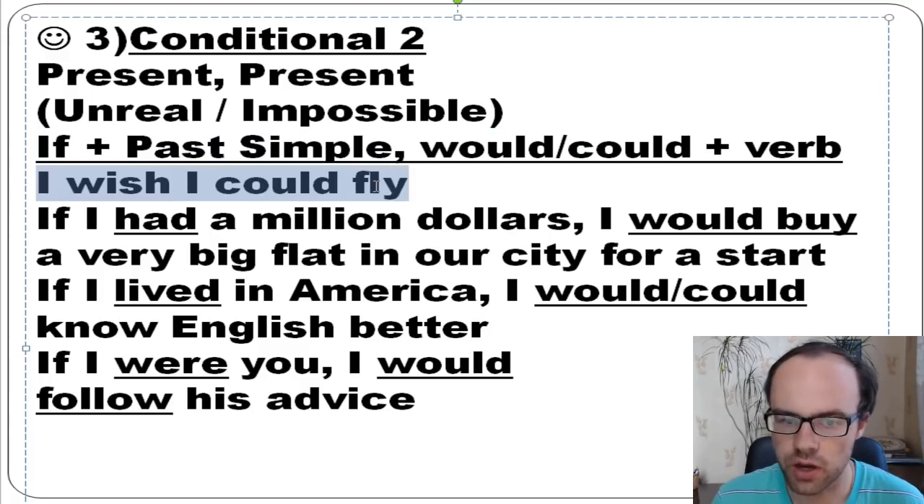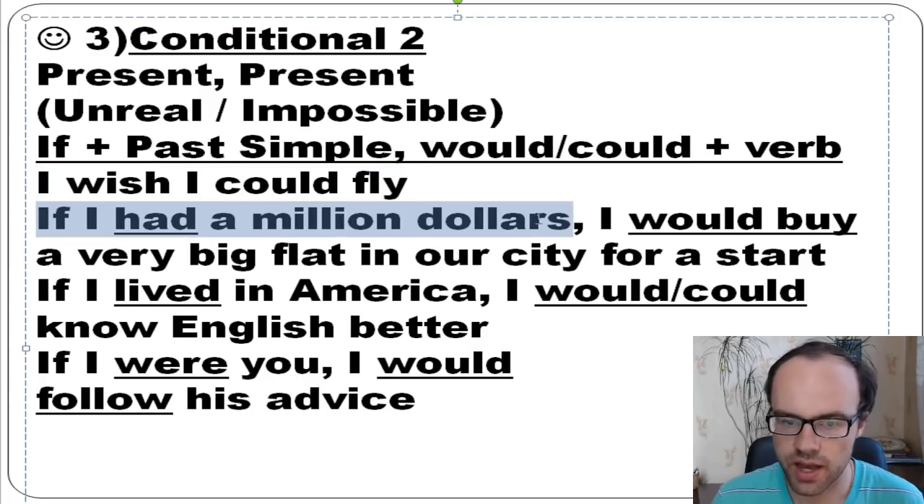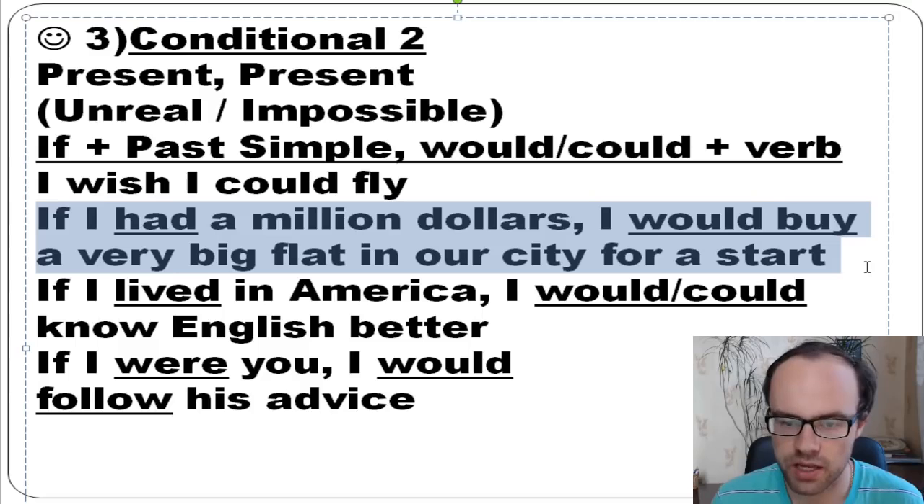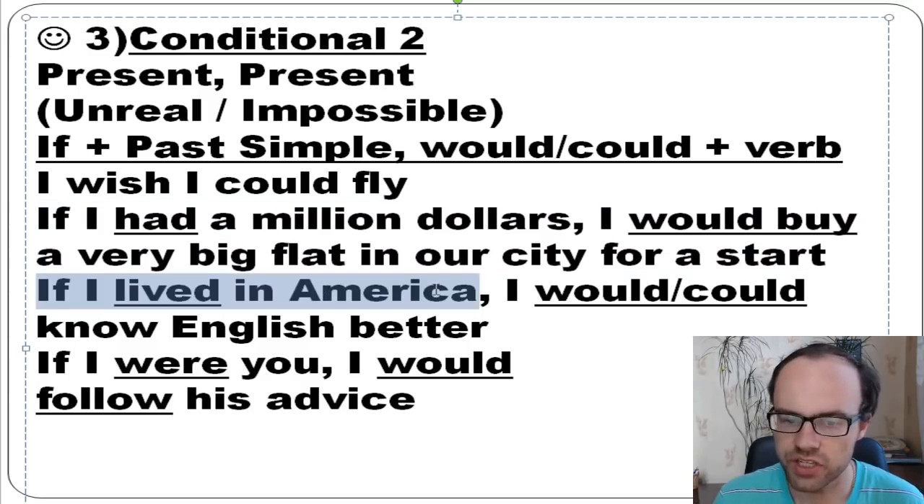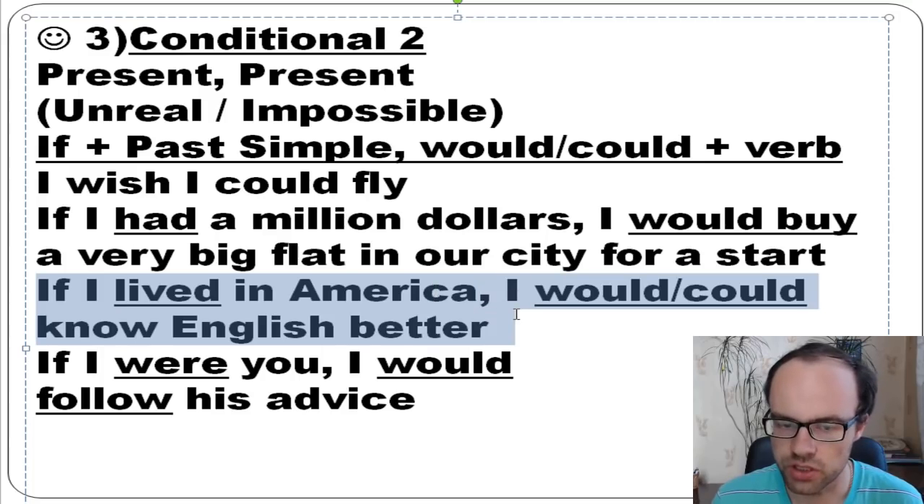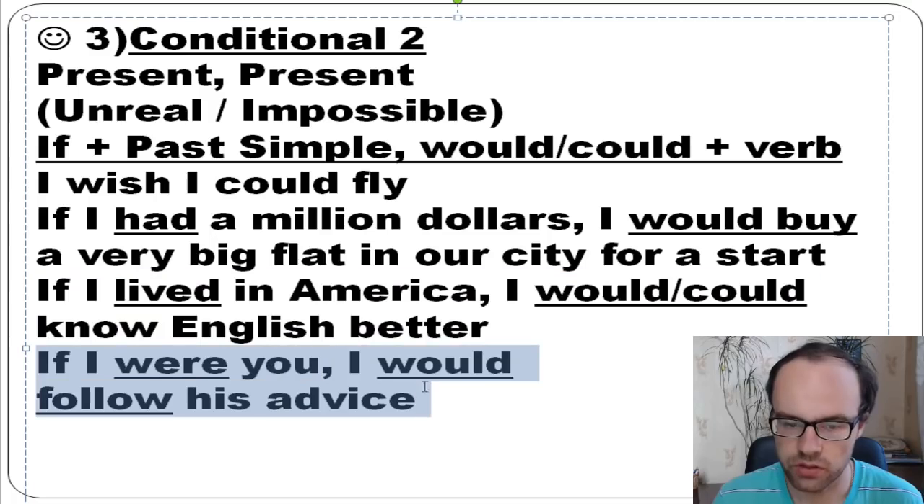I wish I could fly. If I had $1 million, I would buy a very big flat in our city for a start. If I lived in America, I would know English better, or I could know English better. If I were you, I would follow his advice.